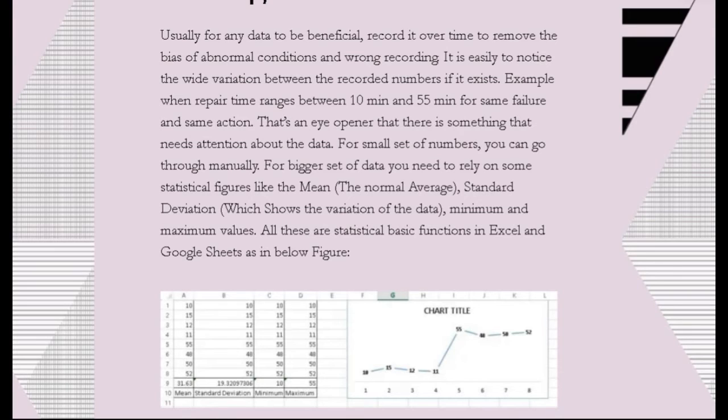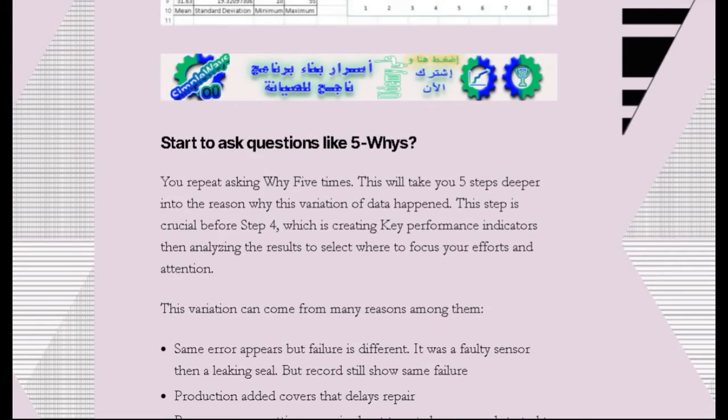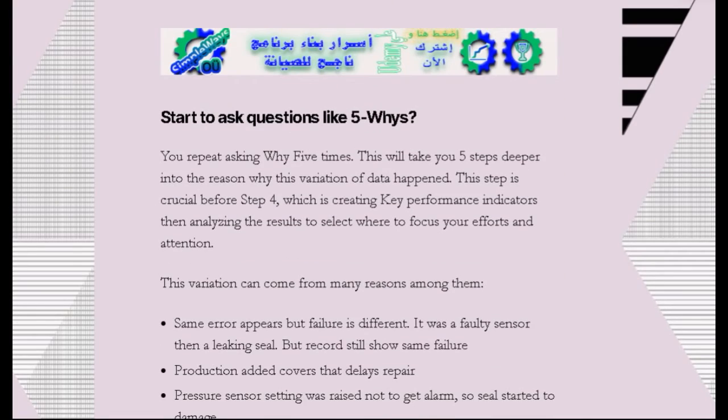So what can be wrong with the data? To know what is wrong with the data, you need to ask yourself some questions, like adopting the methodology of the 5 whys. With the 5 whys, you ask yourself 5 times why, to dig deeper into the root cause of this problem, or what can cause this change or variation in data, what can cause this failure, and so on. This will help you in creating better performing indicators that we are going to see at the end of our talk today.